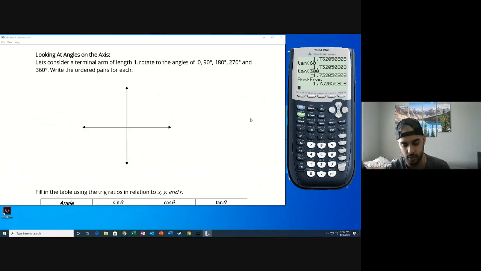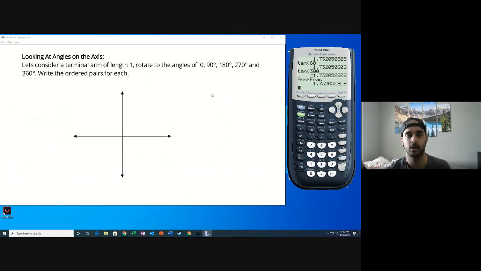Let's consider a terminal arm of length 1. That's important because that's essentially my hypotenuse. Rotate to the angles of 0, 90, 180, all those ones right on the axes. Okay, so here's my first point essentially. Let's start here. What happens if it's 0 degrees? The point hasn't moved. So that point has coordinates of 1, 0, because that's the length of my terminal arm right there. 1, that's my x coordinate.